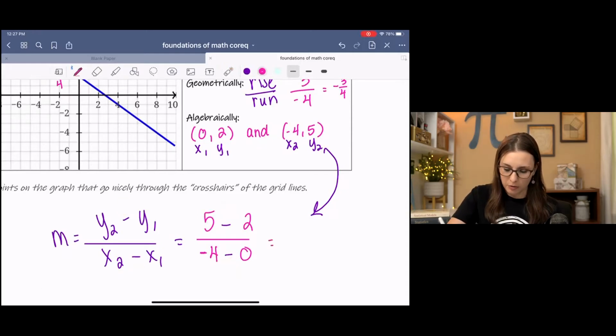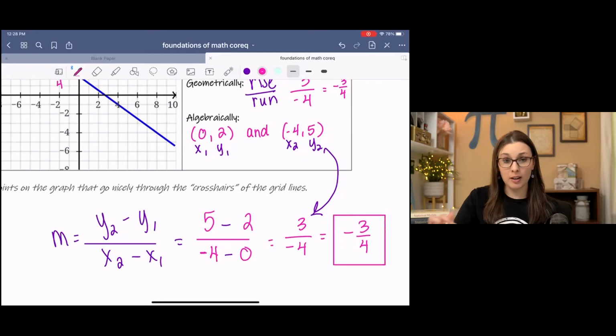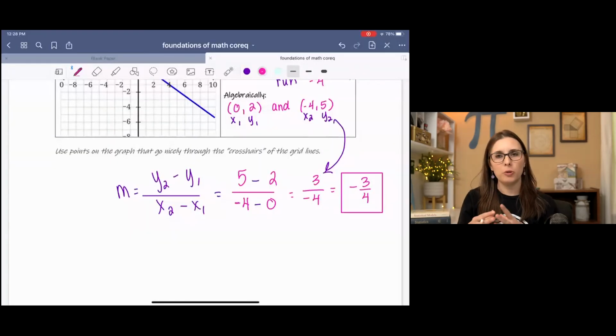And then we simplify 5 minus 2 and -4 minus 0. Does that look familiar? It should. So -3/4. When we're talking about slope, we leave it in fraction form. We want to leave it in fraction form because it's giving us a roadmap. It's telling us directions, where to go. And so fraction is perfect. We leave it and we're done with slope.